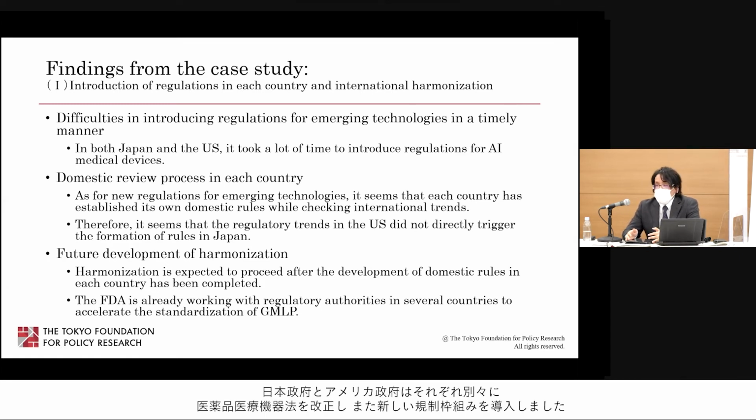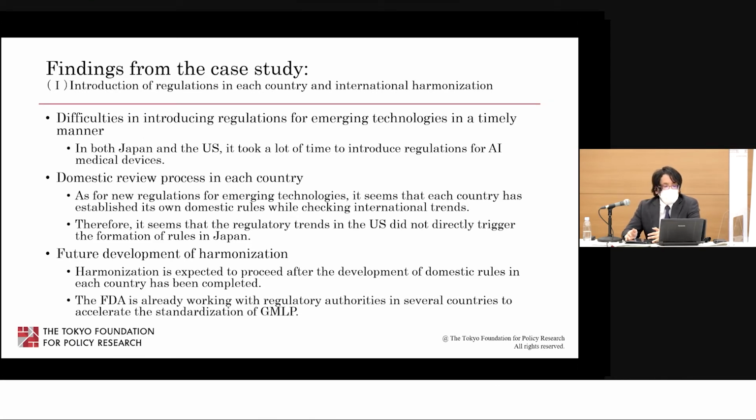In Japan, the Japanese government changed the law, the Pharmaceutical and Medical Device Act. And the US government introduced new guidelines. So therefore, it seems that the regulatory trend in the US did not directly trigger the formation of rules in Japan. And third, future development of harmonization. Harmonization is expected to proceed after the development of domestic rule-making process in each country.